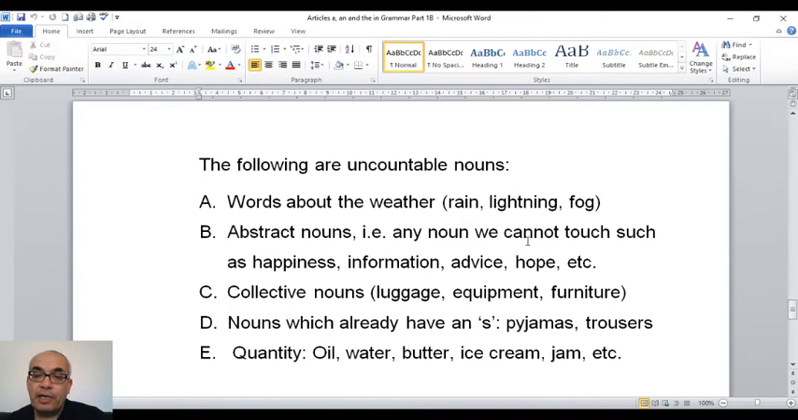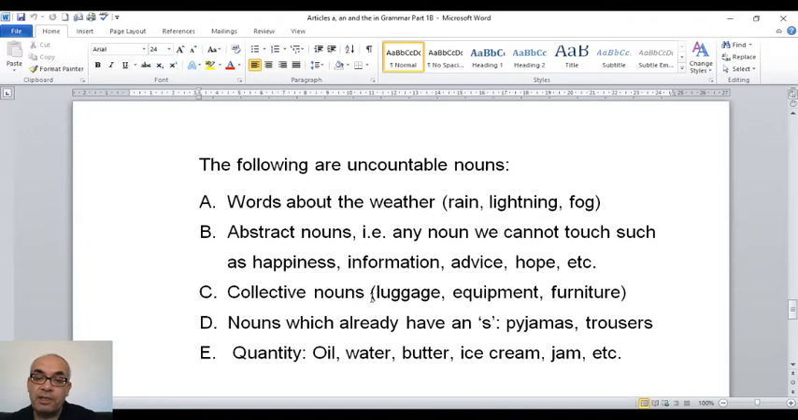Abstract nouns. Any noun we cannot touch, such as happiness. So happiness is an abstract noun. Why? Because we cannot touch happiness. Information is an abstract noun. Why? We cannot touch information. So I cannot put A before happiness. I cannot put S. I cannot put an before information. I cannot put S. I cannot put an advice. I cannot say advices. I cannot say hope. I cannot say hopes, because all these words are uncountable.